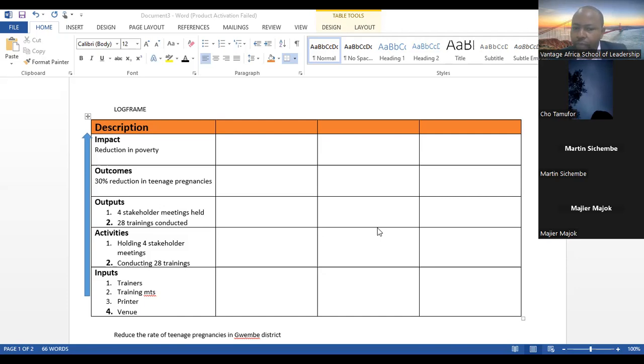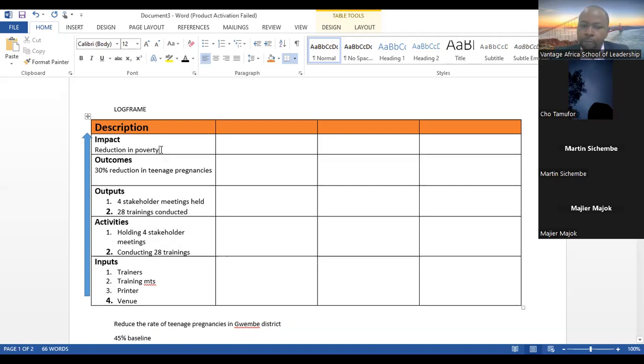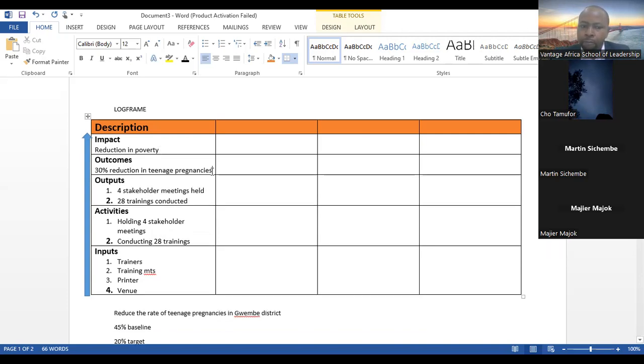Now, looking at the title of the project, can it also mean a reduction in school dropout, maybe dropout of girls in school? Yes, and somebody asked, is it possible for a project to have more than one outcome? Yes, you can. You can also have a 30% reduction in teenage pregnancies, and a reduction in dropout rate could be another outcome. You could have even another outcome that deals with performance. Maybe you can have like three.